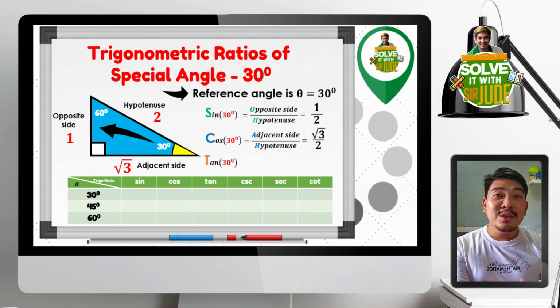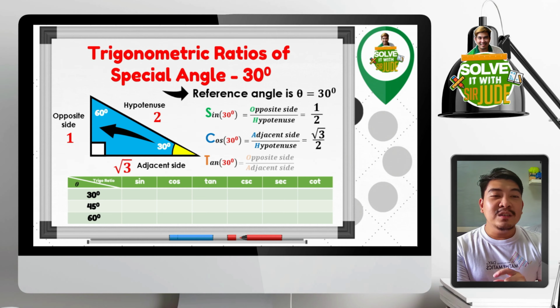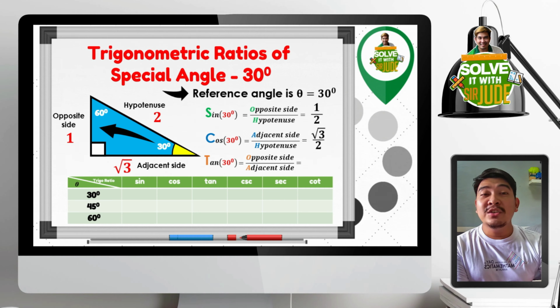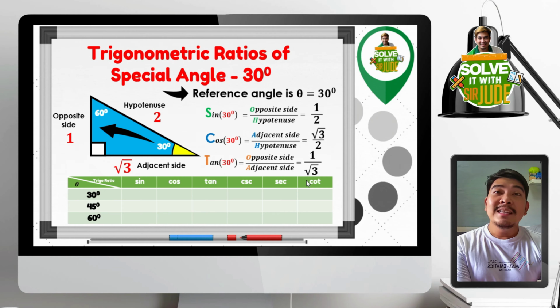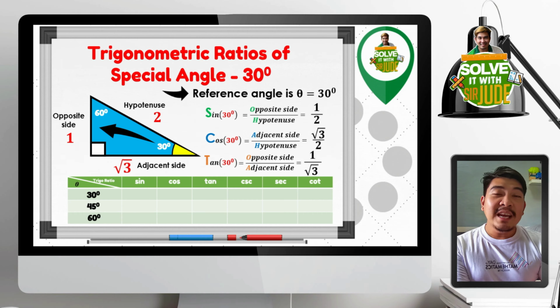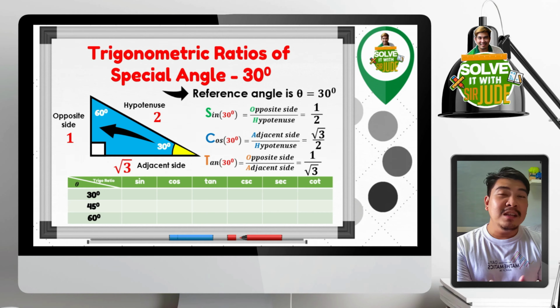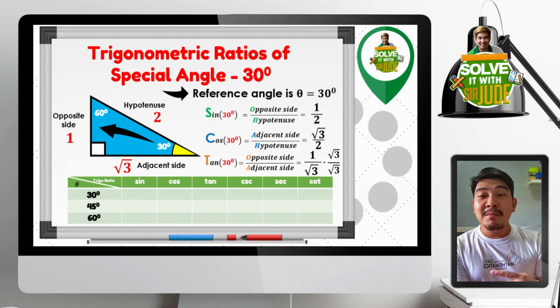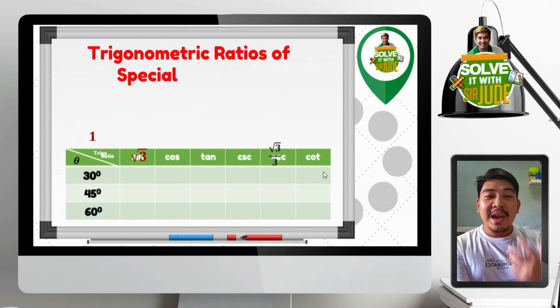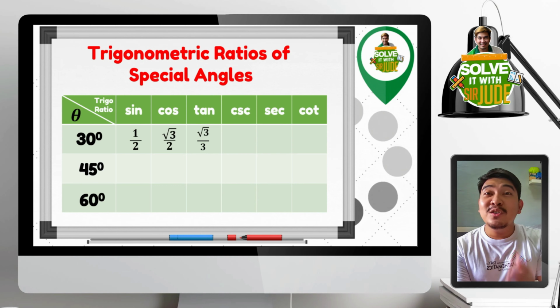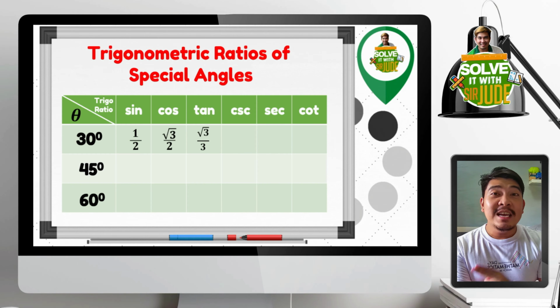How about our tangent 30 degrees? TOA, tangent, so that would just be the opposite side over the length of the adjacent side. Substituting the values, that will be 1, the length of the opposite side, over square root of 3. Take note that this expression, 1 over square root of 3, is not yet in its simplest form. To get its simplest form, we need to rationalize the denominator by multiplying both numerator and denominator by square root of 3. Simplifying this results in square root of 3 over 3. Hence, we already have the values of sine, cosine, and tangent for the angle 30 degrees.